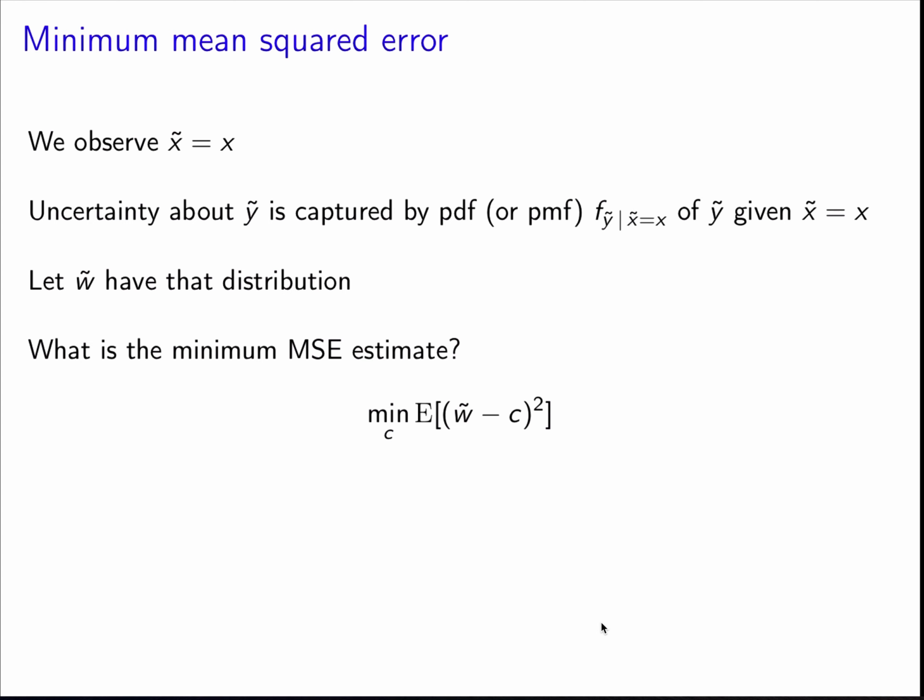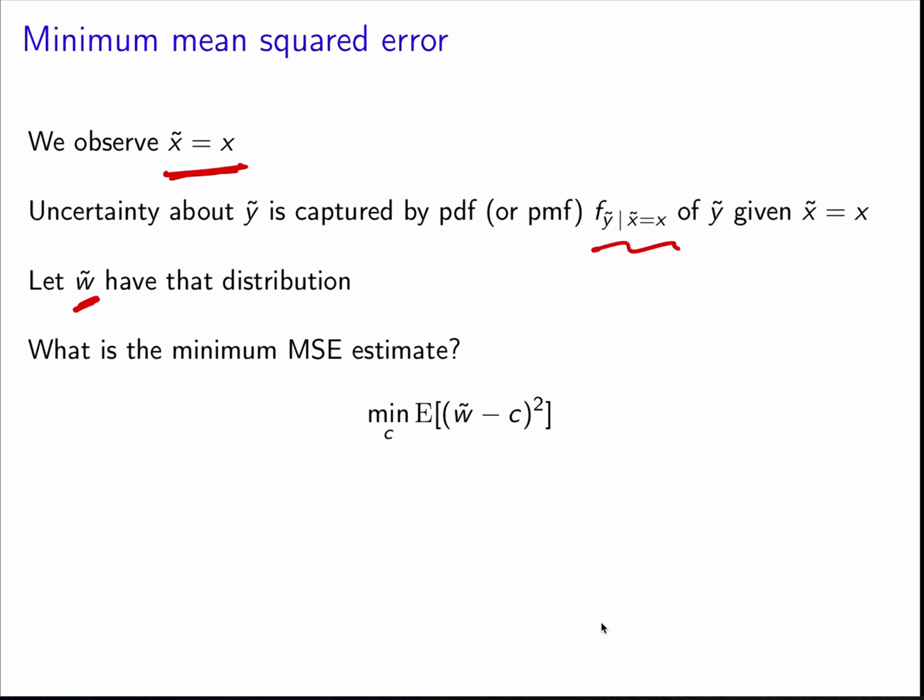So now, if we want to minimize the mean squared error between y and the estimator when we know that x has been fixed to that specific value, then this is the same as approximating a random variable w that has the distribution that y has once we know that x has been fixed. It's exactly equivalent.